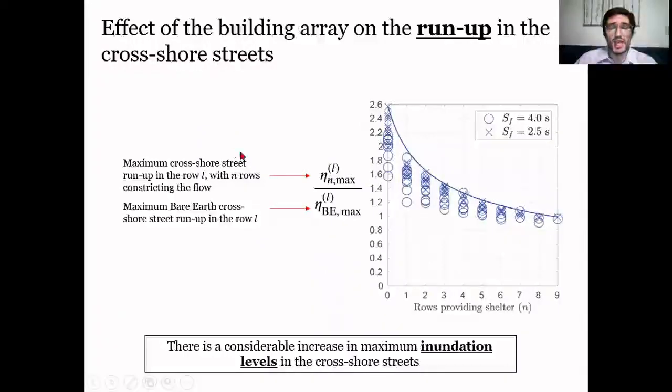We also wanted to check how the run-up changes in the cross-shore streets, because the loads are reduced inside the building array, and that means that the energy must go somewhere. And if we check how the run-up changes when we compare it to the bare earth condition, meaning with no buildings in the test section, we see that the run-up can be as high as 2.6 times the bare earth condition. So we can conclude that there's a considerable increase in the maximum inundation level in the cross-shore streets.